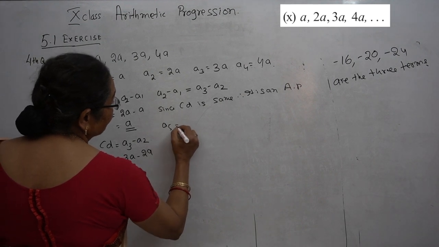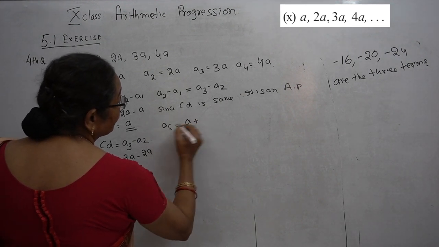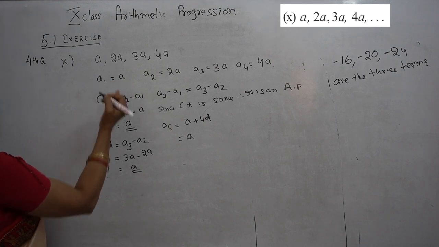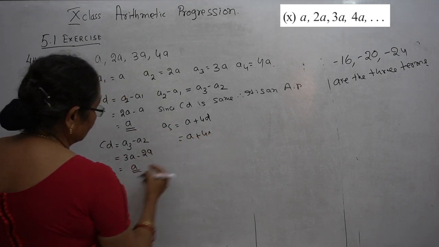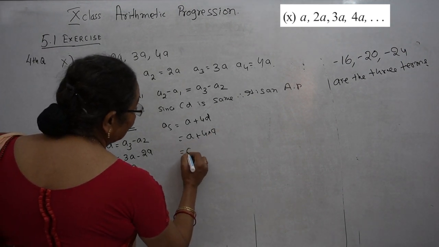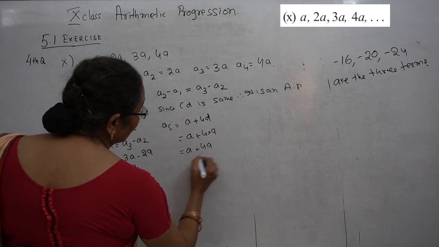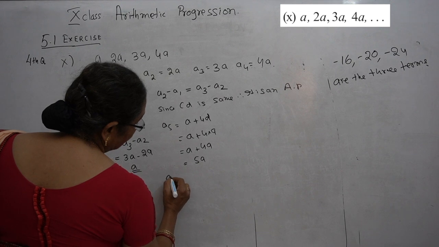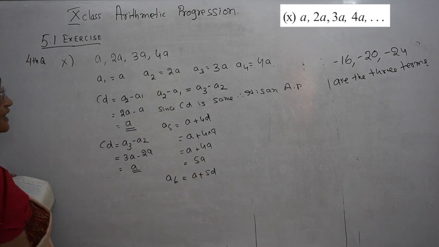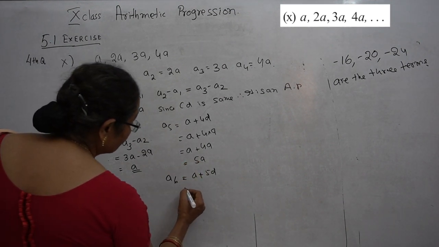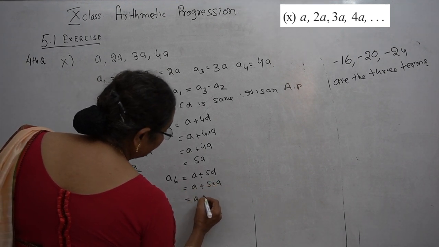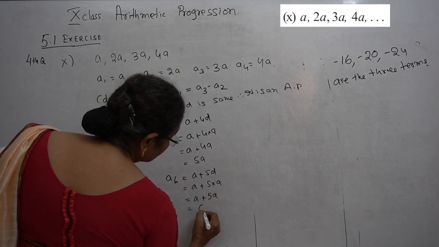Right? Now it is an AP, so we shall find the next terms A5, A6, A7. So what will A5 be? A plus 4D. A is our first term, A, plus 4. D is also A. So A plus 4 into A is 4A, that equals 5A. Then A6 equals A plus 5D. So this will become A plus 5 into A, that equals A plus 5A, that equals 6A.